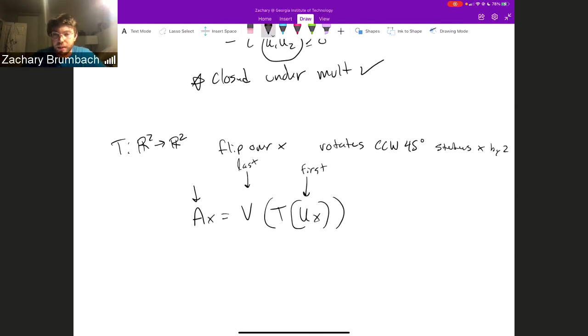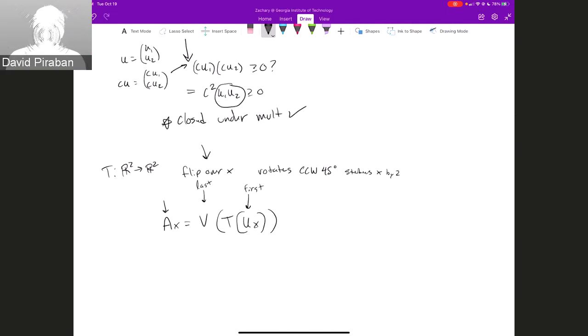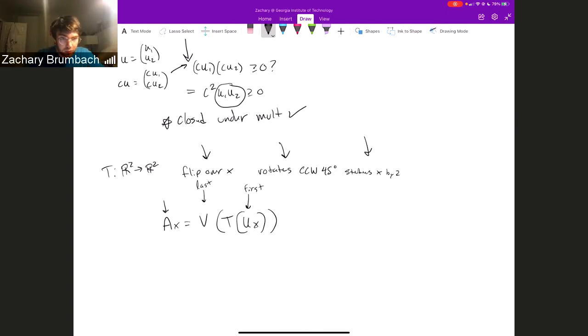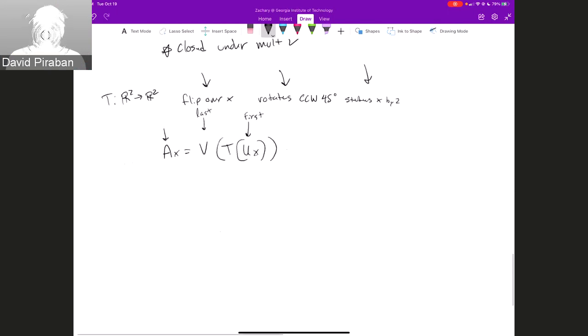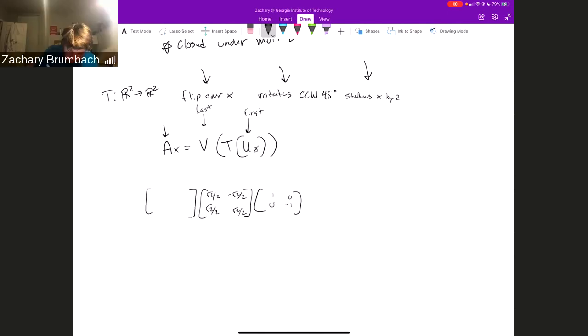I see question 12 on practice midterm B, so let's see what that one is. First it says we flip, and then we rotate, and then we stretch. I might have written that down wrong. So for flip over x: 1, 0, 0, negative 1. Rotate counterclockwise 45 degrees: root 2 over 2, negative root 2 over 2, root 2 over 2, root 2 over 2. And scale x by 2: 2, 0, 0, 1. Multiply these together, you'll get your answer.